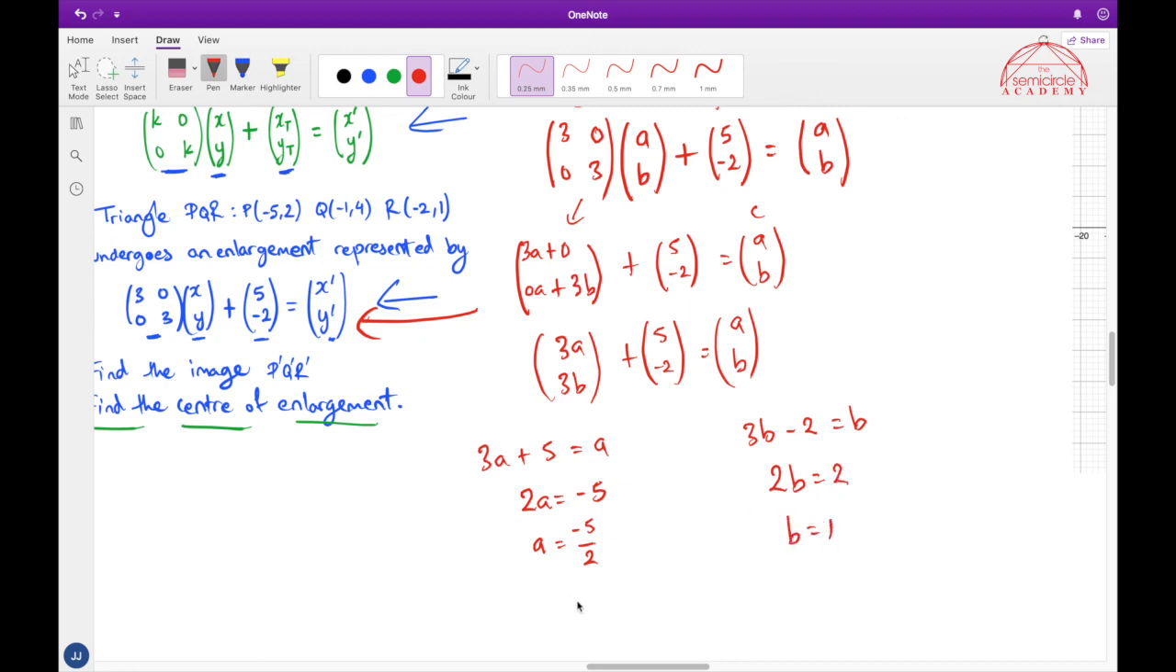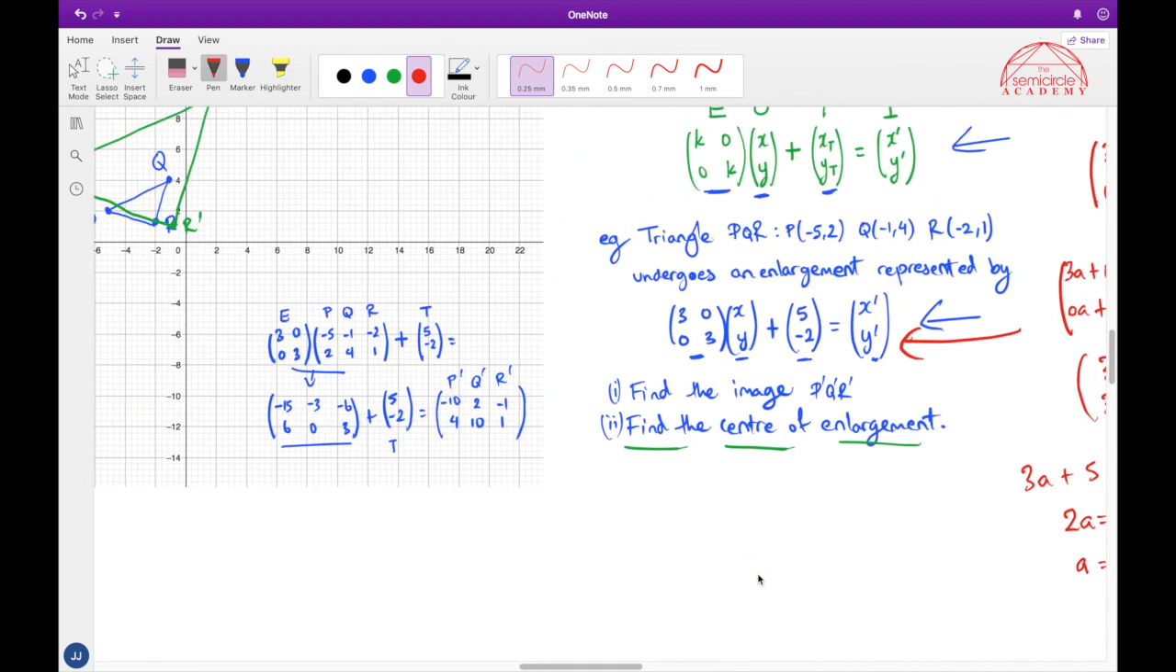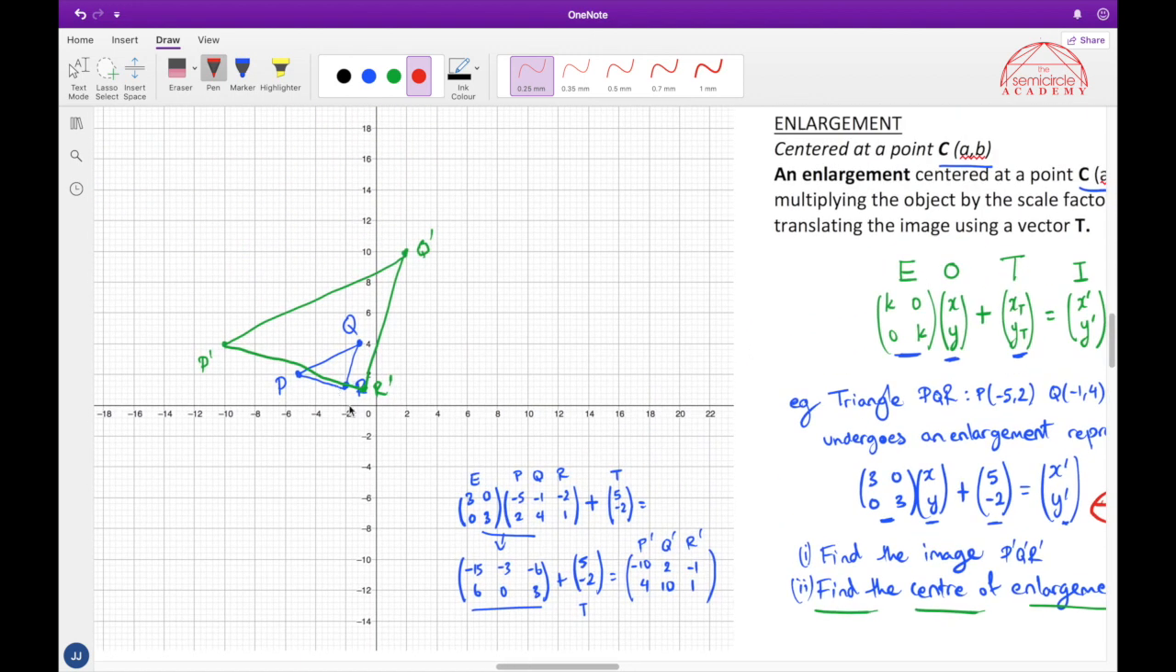So our center point C is -2.5, and 1. So let's see if we look on this diagram here. -2.5 puts us at about here. And then we have the value 1. So this here is our center, and we could see here that from the center, the R maps on to the R, the Q maps on to the Q, and the P maps on to the P.